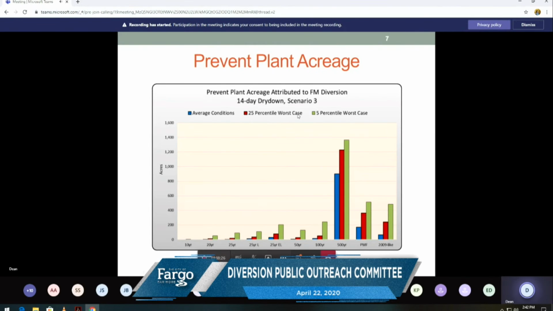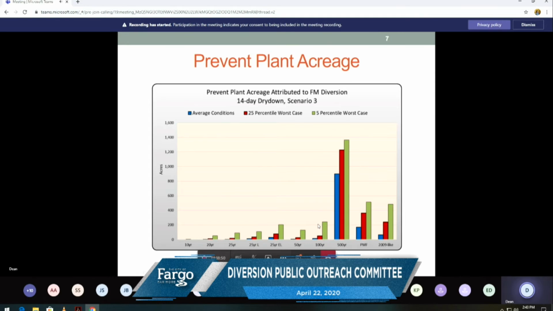And then we have a 25th percentile worst case and a 5% worst case. These are based on the number of simulations that we ran with the modeling that we developed. And you can see here that when we get to the larger floods is when we start seeing a noticeable increase in the amount of PP acreage that's caused by the diversion.